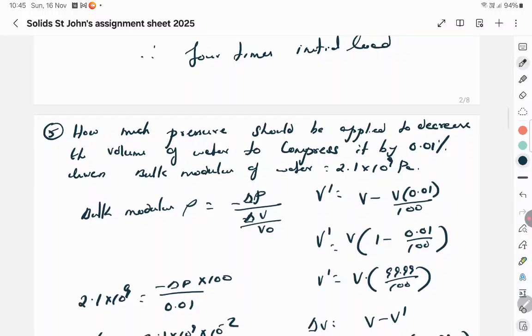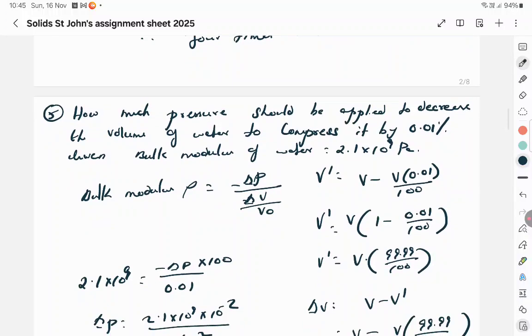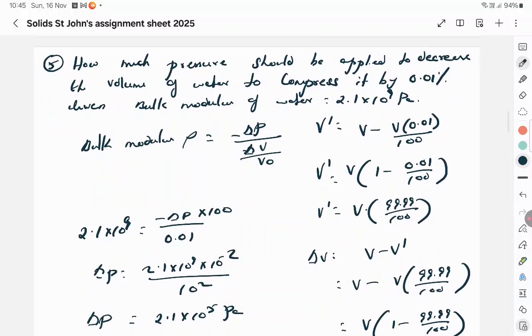Okay, so let's go to next. How much pressure should be applied to compress the volume of water by 0.01%? The bulk modulus of water has been given. So bulk modulus is stress by strain, which is change in pressure, delta P, by delta V by V.